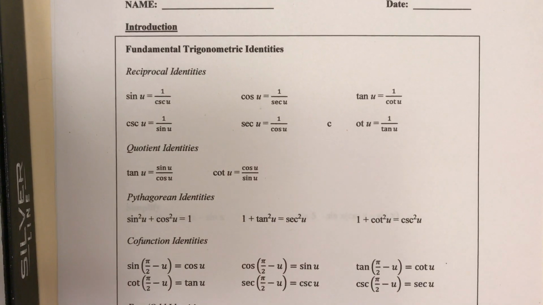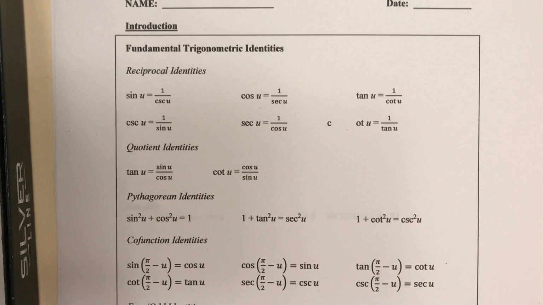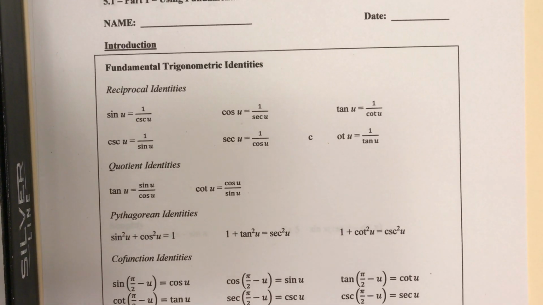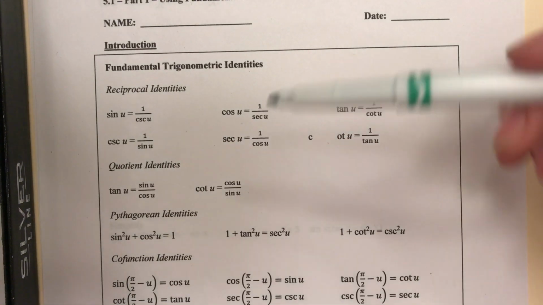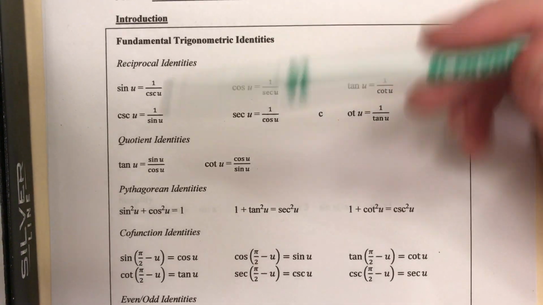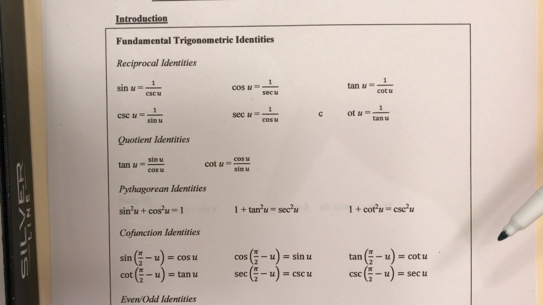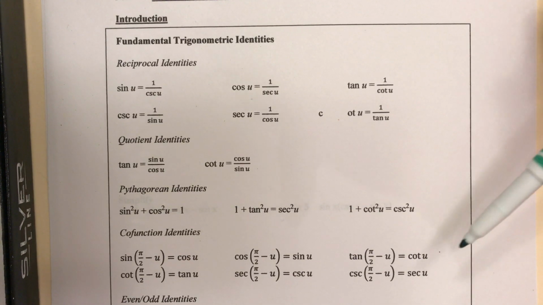Okay, so we have 5.1 part 1. This is actually the beginning of the second chapter of trig. And this first part of our notes today has a whole bunch of formulas. And most of these are formulas that we've used already.